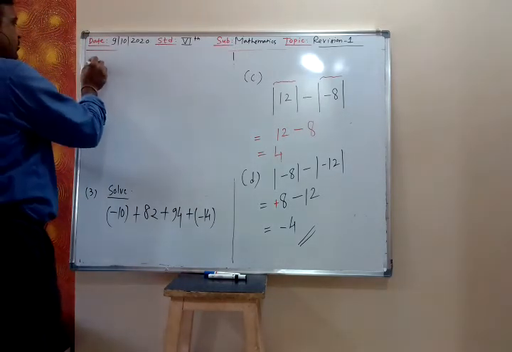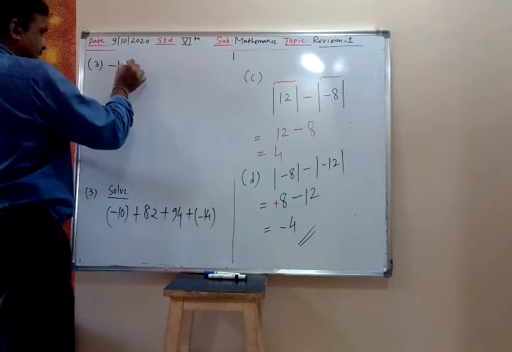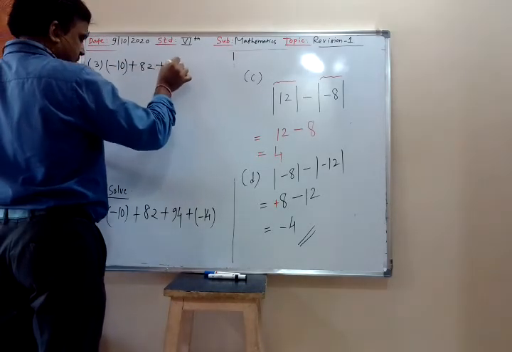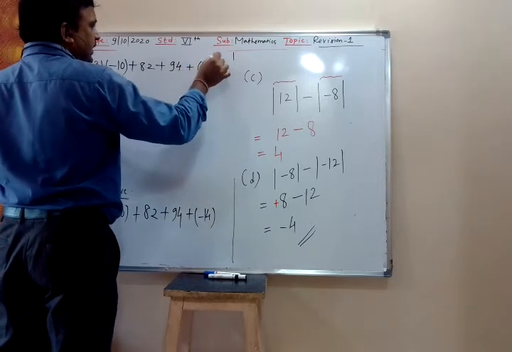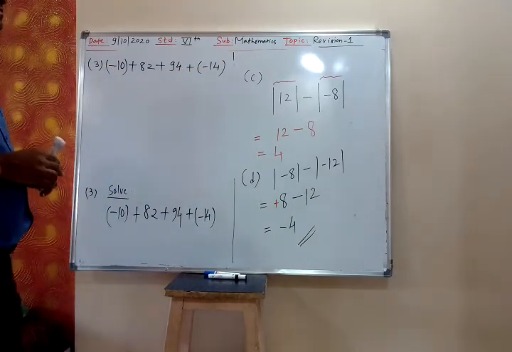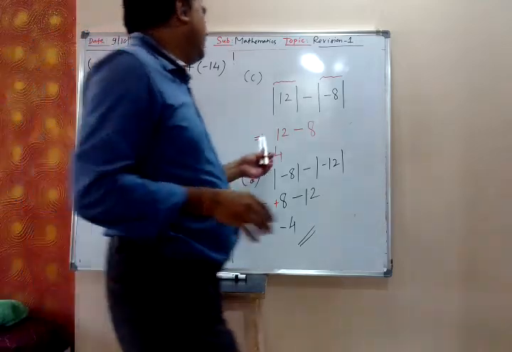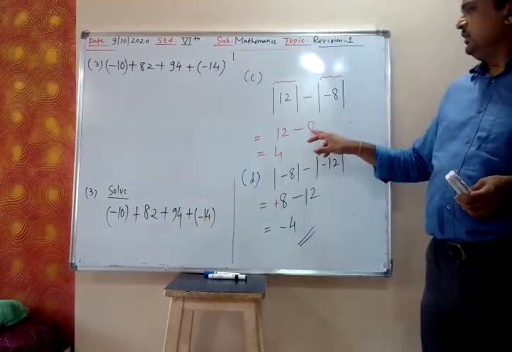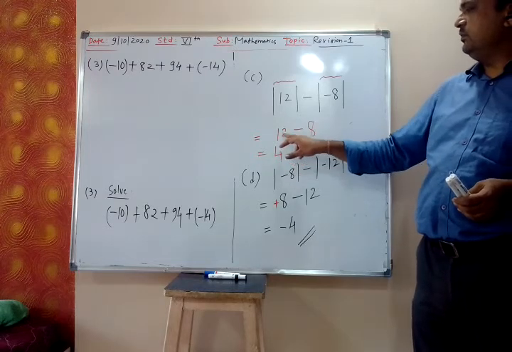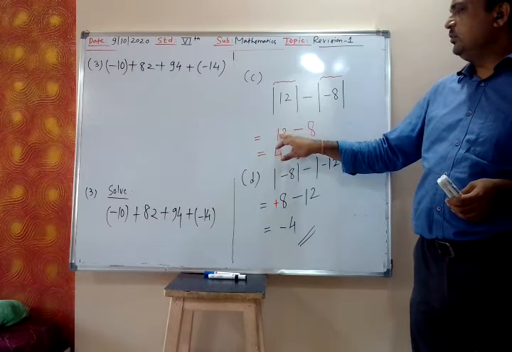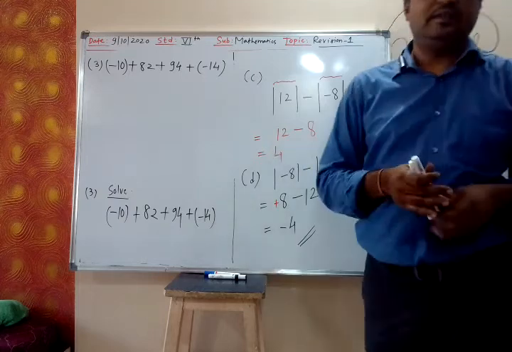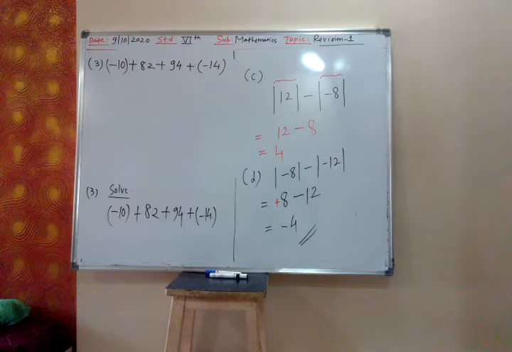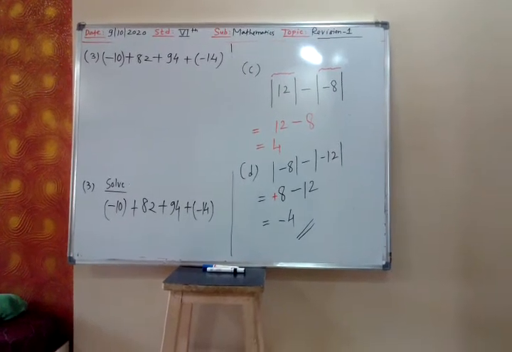Minus 10 plus 82 plus 94 plus... Now 12 minus 8 is 4, because 12 is the bigger number. What is the sign of that? Plus. It is clear, right? 12 minus 8 is 4.